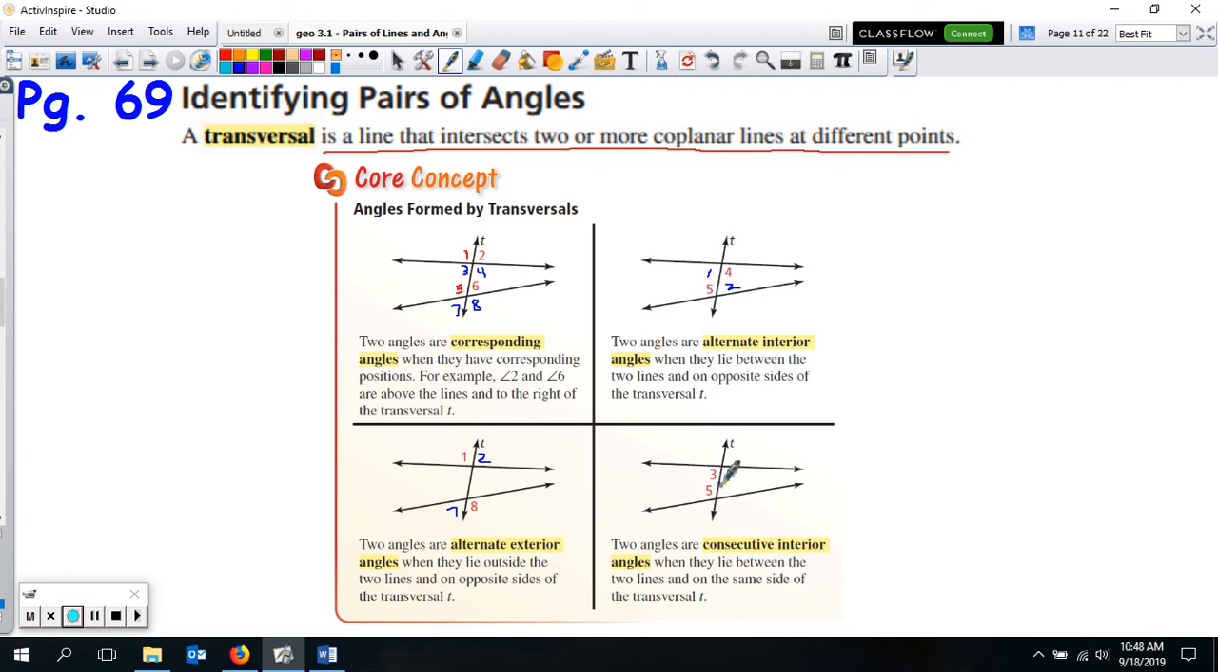We could also say it this way. I could put 4 here and 6 over here, and there's another pair, 4 and 6, would also be the same thing, consecutive interior angles.